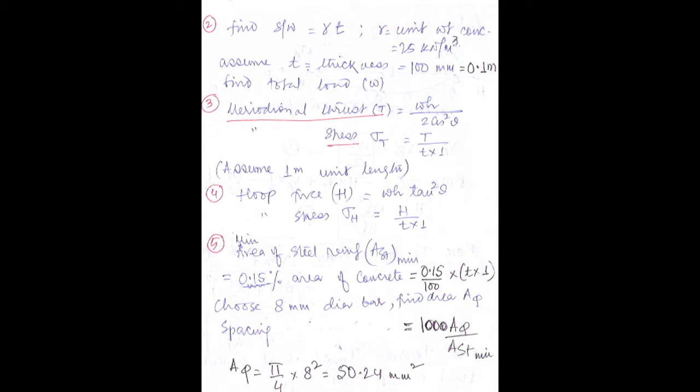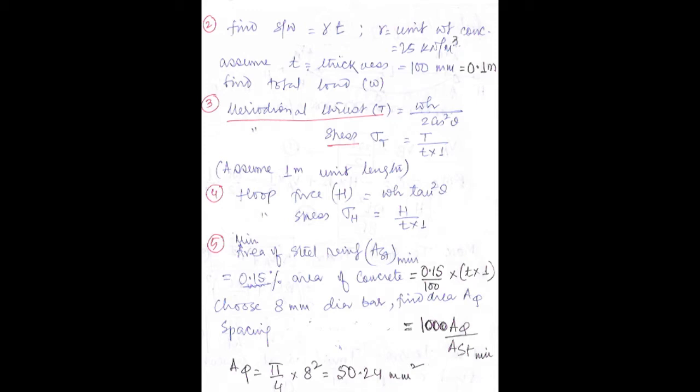Next step is meridional thrust, that is capital T is equal to WH by 2 cos square theta, and meridional stress is equal to sigma T, that is capital T divided by T into 1. Here this 1 comes because we are assuming it as per unit meter length, per 1 meter length. Next step number 4 is hoop stress, that is capital H equal to W small h tan square theta, and hoop stress is equal to sigma H equal to H divided by T into 1.